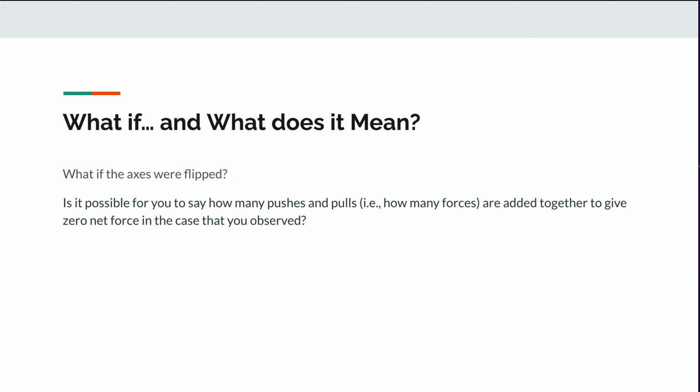If the axes were flipped, my graph would be negative in the x direction and slope downwards, but my model would still be an under-prediction of the basketball's motion regardless of the orientation of the axes. It would be very difficult for me to say how many forces were added together to sum to the zero net force, as there are a multitude of forces acting on the ball, such as gravity, air resistance, and friction.